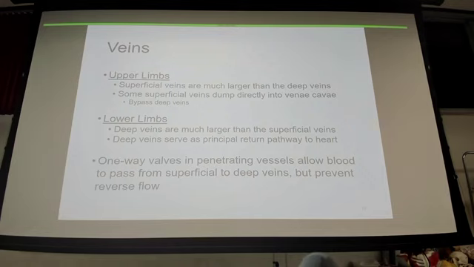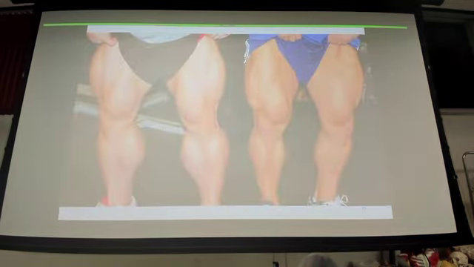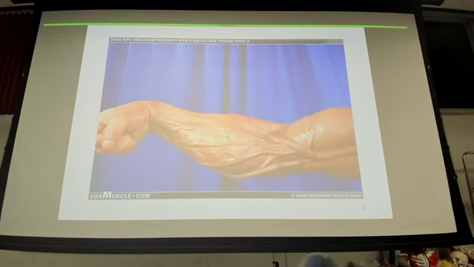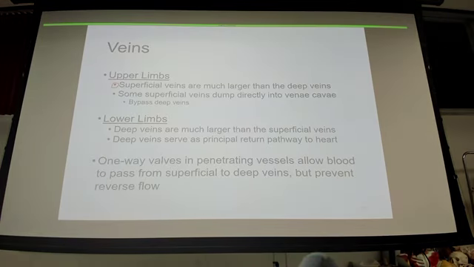Upper limbs, this is where your vascularity comes in, guys. Superficial veins are bigger and more easily seen, okay? So superficial veins in the upper extremity look like that. In the lower extremity, the deep veins are much more prevalent.